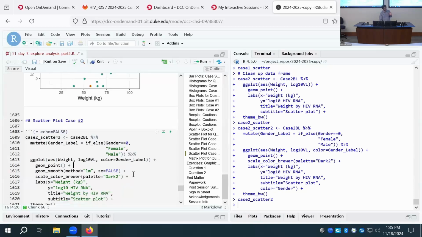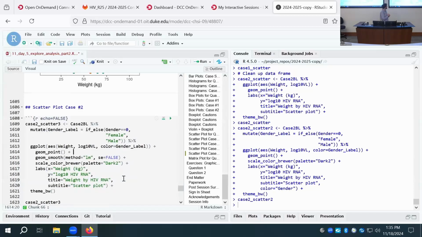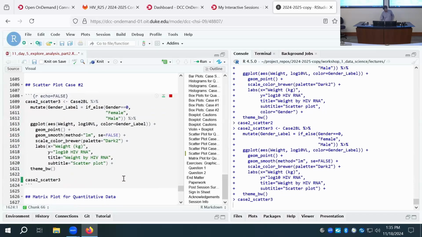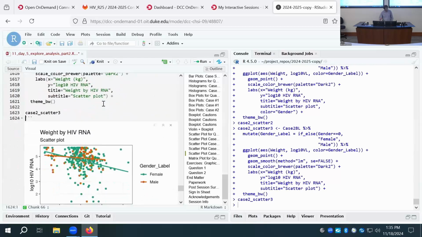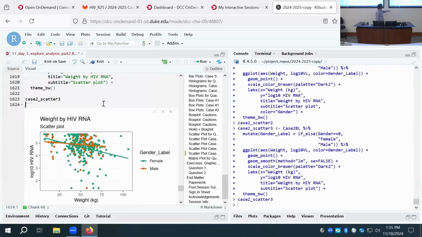And what this will do is add the best fit lines to the data, and I believe it does it by gender. So if we look at this, we can see the two different lines basically fit. One's fit to the male subgroup, and the other one's fit to the female subgroup. You can see the tealish line, and the orange and green lines.